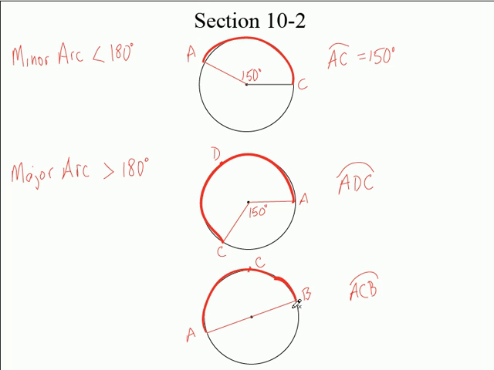Now, this is not a major arc. It's not greater than 180 degrees. What is it? It's equal to 180 degrees, and that's correct. It's a semicircle, and a semicircle is equal to 180 degrees. A semicircle is still an arc. We don't think about that very often, but a semicircle is an arc of 180 degrees.